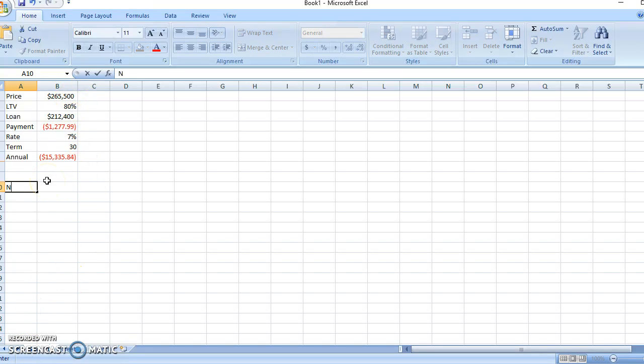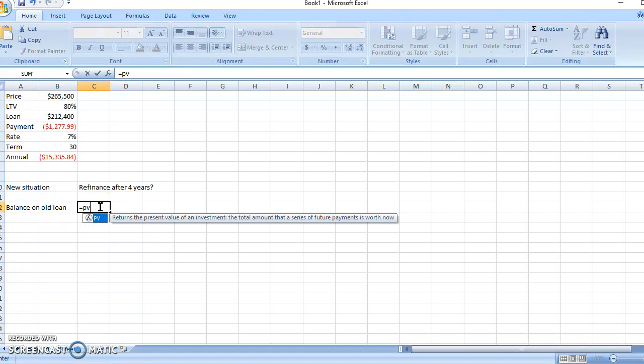So now we're going to have a new situation, and we're trying to figure out if we want to refinance after 4 years. Okay, so first things first, we want to do the balance on the old loan and figure this out.